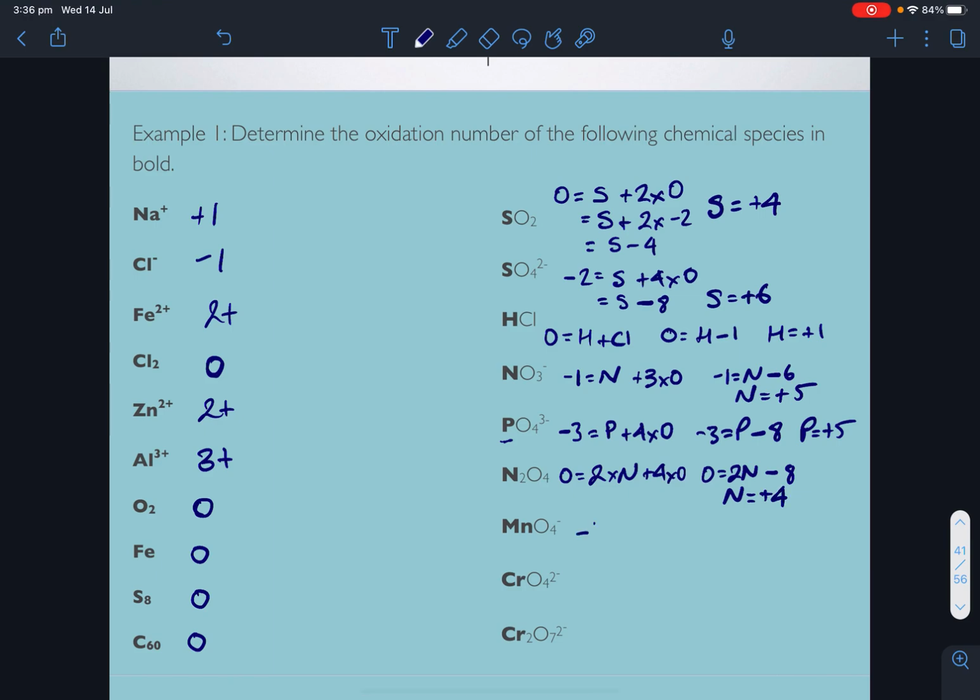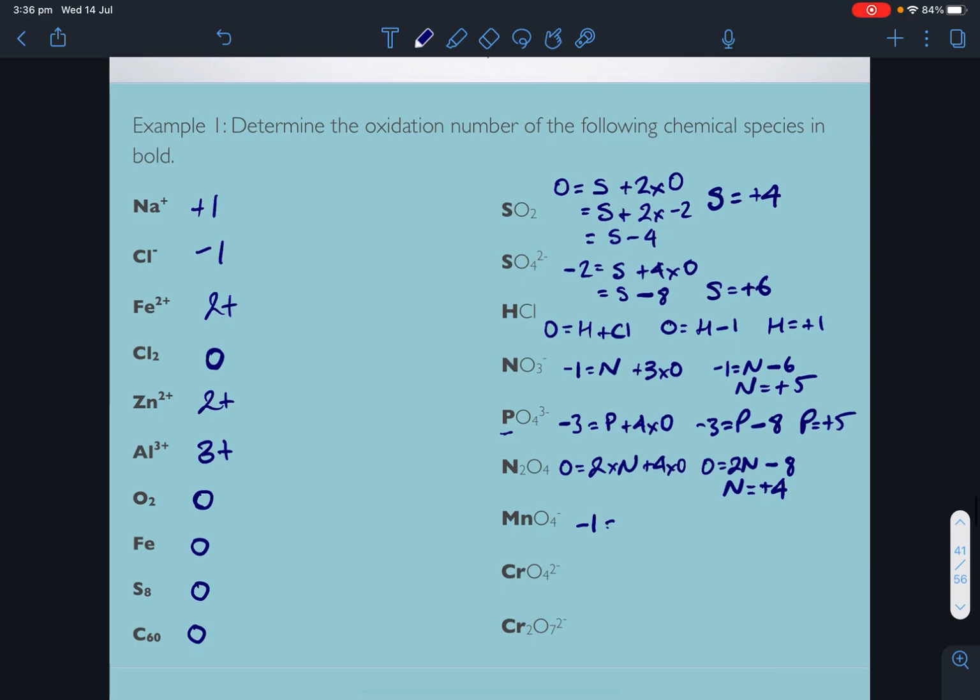Permanganate. Did I do that in an example? I did. Let's do it again. -1 equals manganese plus 4 times oxygen. So -1 equals manganese minus 8. Plus 8 to both sides. Manganese, in this case, has an oxidation number of +7.